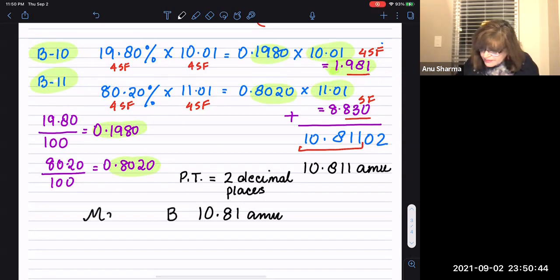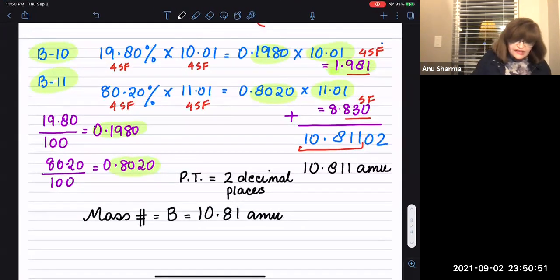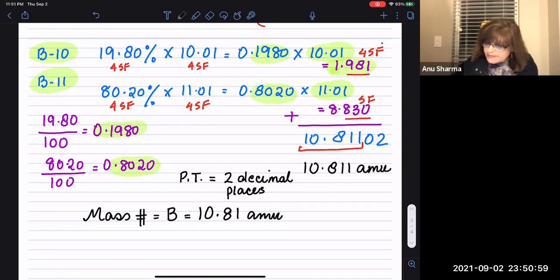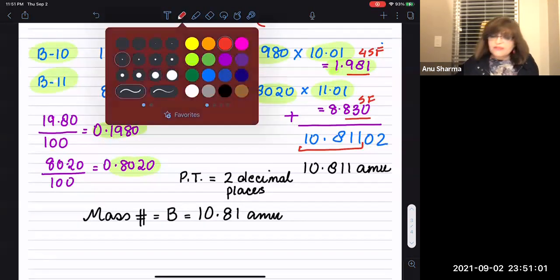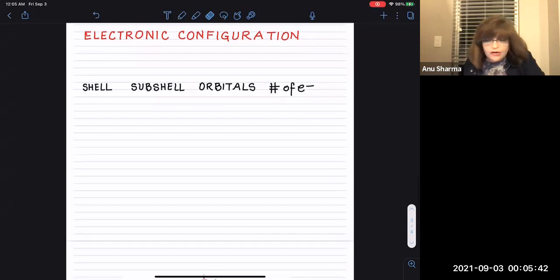The mass number of boron is listed as this. So this was the example of a study check problem. Now we are going to look at the electronic configuration. Okay, now just give me 1 minute over here. So now let's look at the electronic configuration.